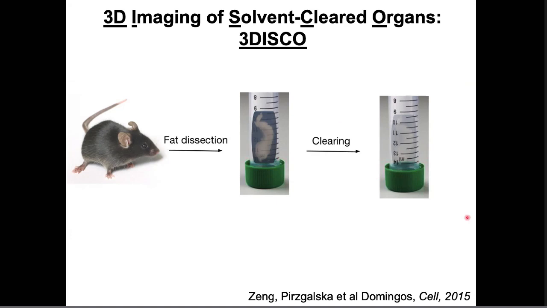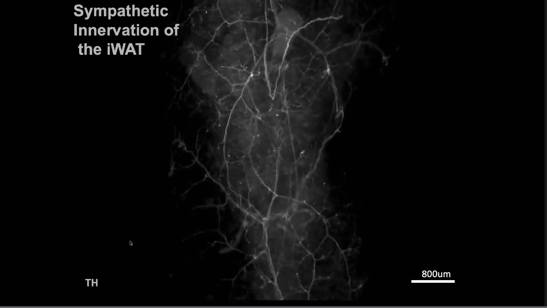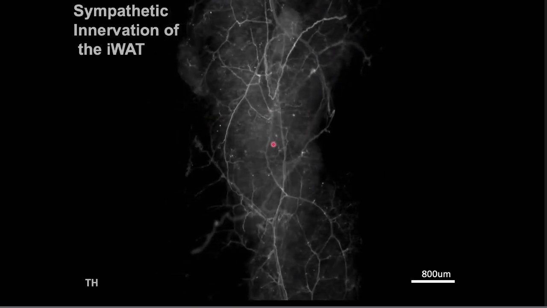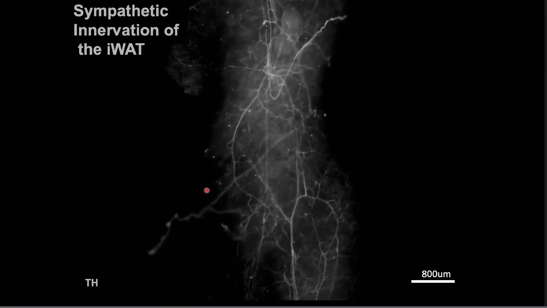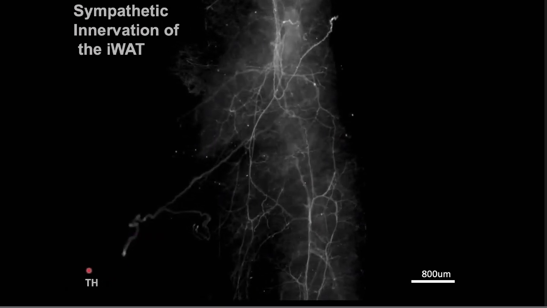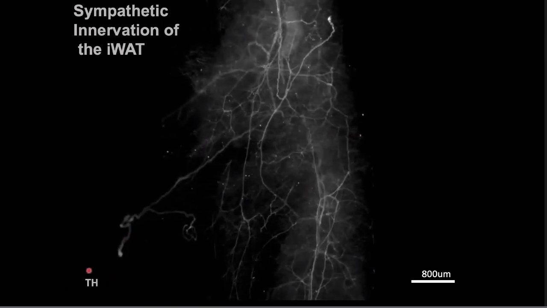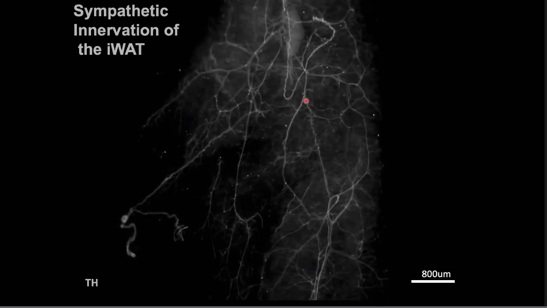And if we couple this to an antibody staining that marks sympathetic neurons, then we're able to see, in a whole mount preparation of the adipose tissue that was rendered transparent, that there's a vast network of axons, sympathetic axons, that are labeled here against tyrosine hydroxylase, which is one of the enzymes in the biosynthetic pathway for catecholamines. And as you can see here, this is pretty convincing that these are sympathetic axons.